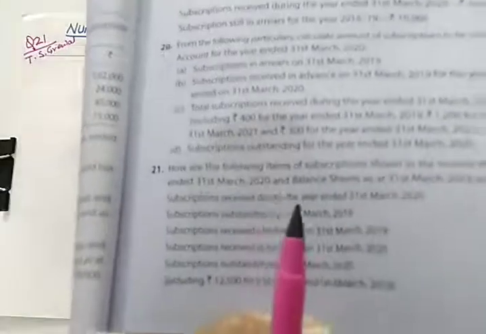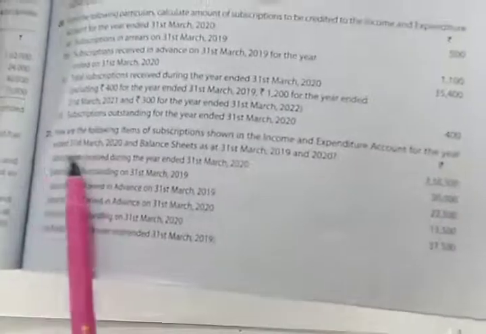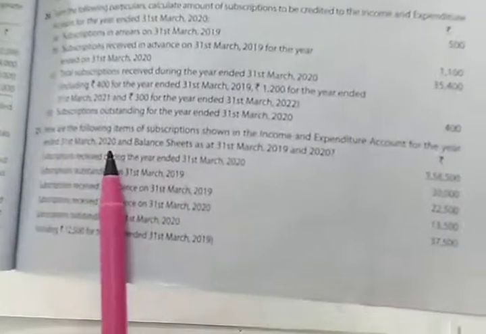Dear students, today we'll be practicing question number 21 of T.S. Grewal's book. So let us start. I hope you'll be able to see this numerical on your screens. How are the following items of subscription shown in income and expenditure for the year ended 31st March 2020?